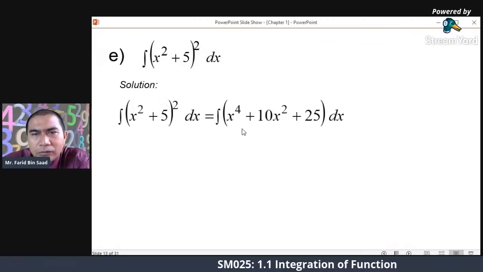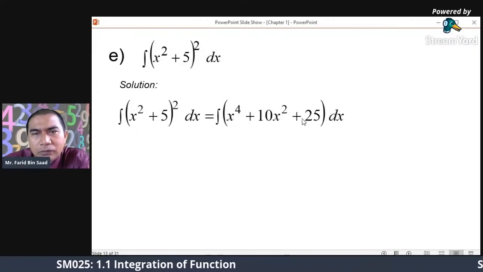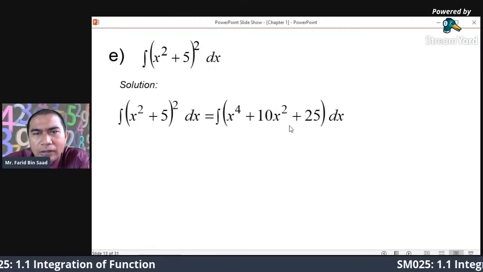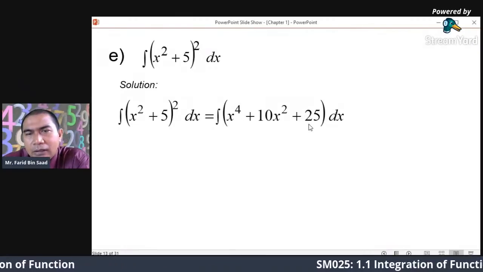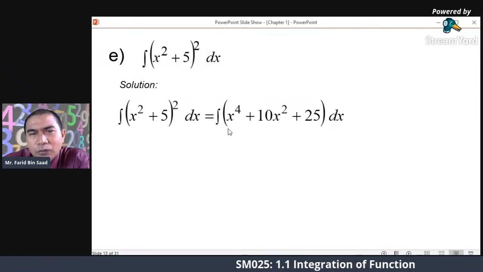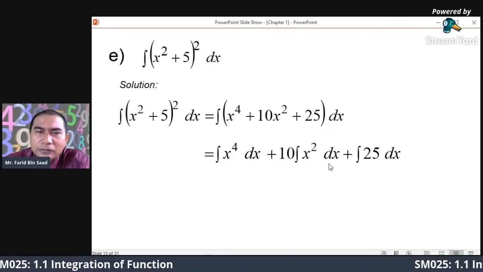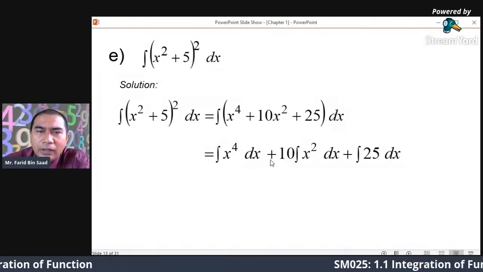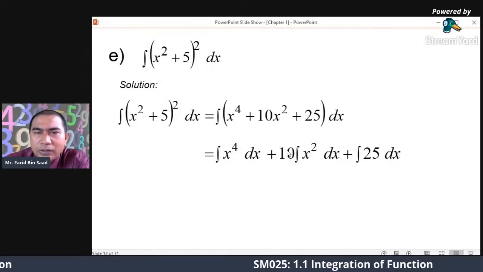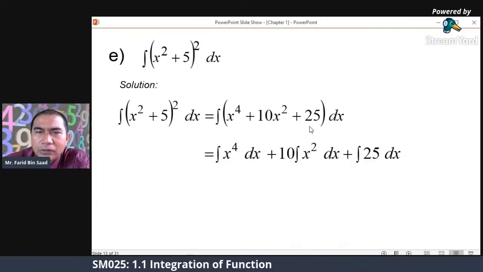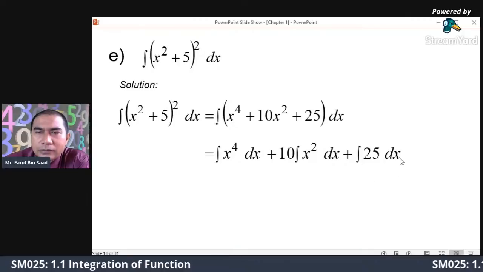So it becomes x power of 4 plus 10x power of 2 plus 25. And then we integrate every term, like this: integrate x power of 4 dx, plus 10 we put outside, integrate x power of 2 dx, plus integrate 25 dx.